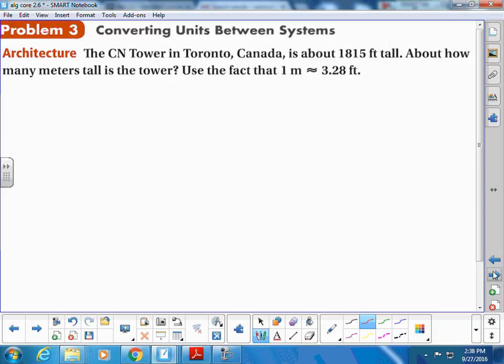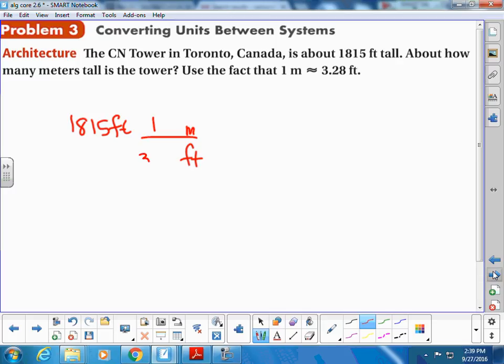Then let's talk about converting units between systems. So the CN Tower in Toronto, Canada is about 1,815 feet tall. About how many meters tall is that tower? So it says use the fact that 1 meter is 3.28 feet. So let's see, we had 1,815 feet.